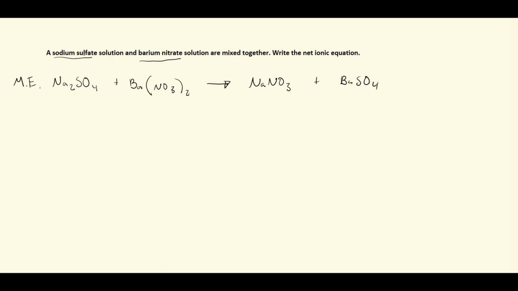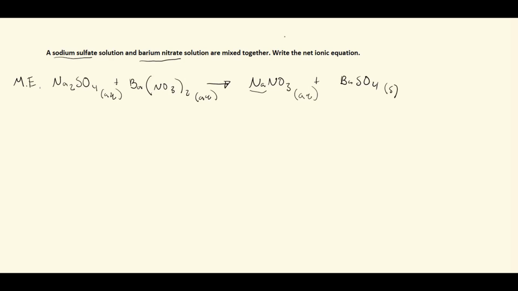And then we can go ahead and put on the physical states. It says that we have sodium sulfate solution and barium nitrate solution, so we can automatically write these as being aqueous, dissolved in water. Sodium nitrate, we see that we have a group 1 metal and a nitrate. We know that either of those is always going to be aqueous. And then we have barium sulfate. If we look at our solubility rule sheet, we see that sulfates are generally soluble.